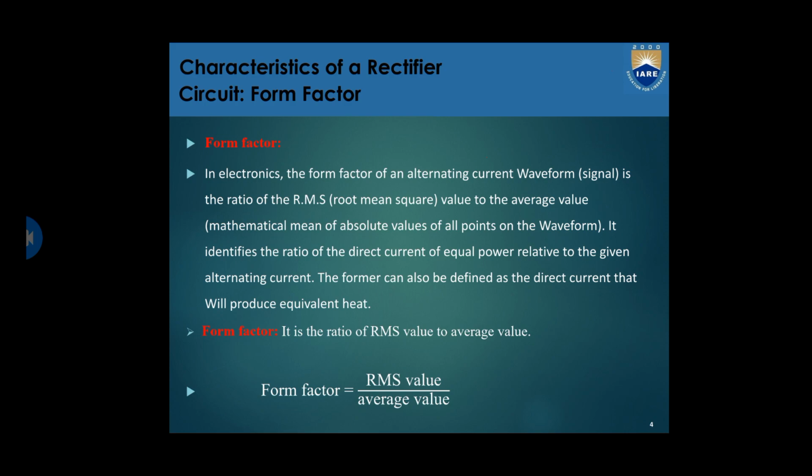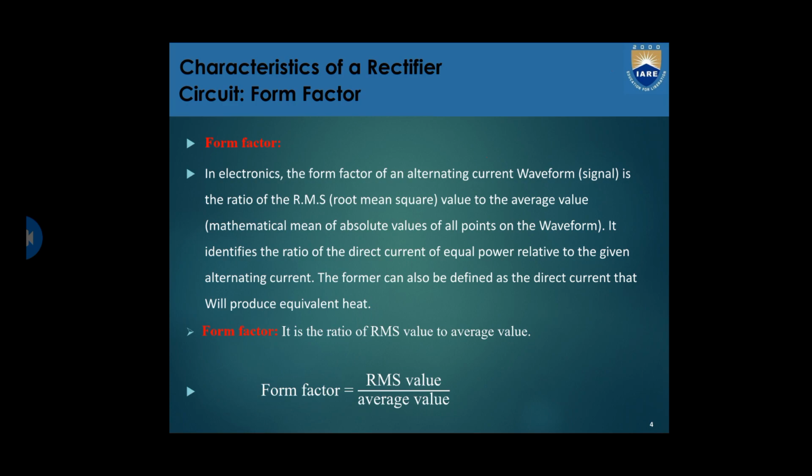In electronics, the form factor of an alternating waveform is the ratio of the RMS (root mean square) value to the average value, meaning the mathematical mean of the absolute values of all points on the waveform. It identifies the ratio of direct current of equal power relative to the given alternating current. This direct current will produce equivalent heat. This is the basic definition of RMS.